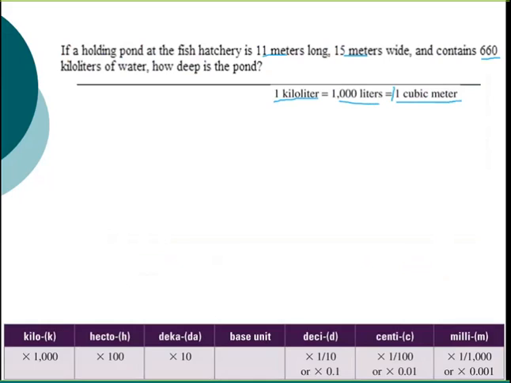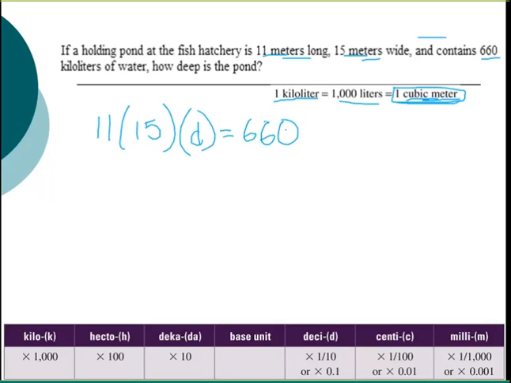So if this is 1 cubic meter for 1 kiloliter, then my problem here is meter cubed, this is what I want to be focusing on, would be meters times whatever meters I'm missing. In other words, I've got 11 times 9 times the depth of the pond, which we'll call D, would give me my 660 kiloliters. Cubic meters is basically. So kiloliters is equal to cubic meters. It's basically what we're getting after here.